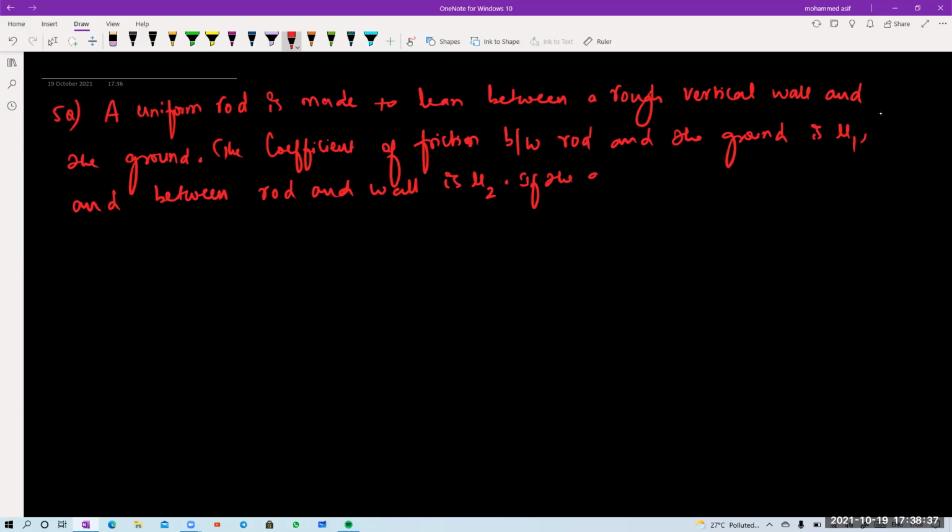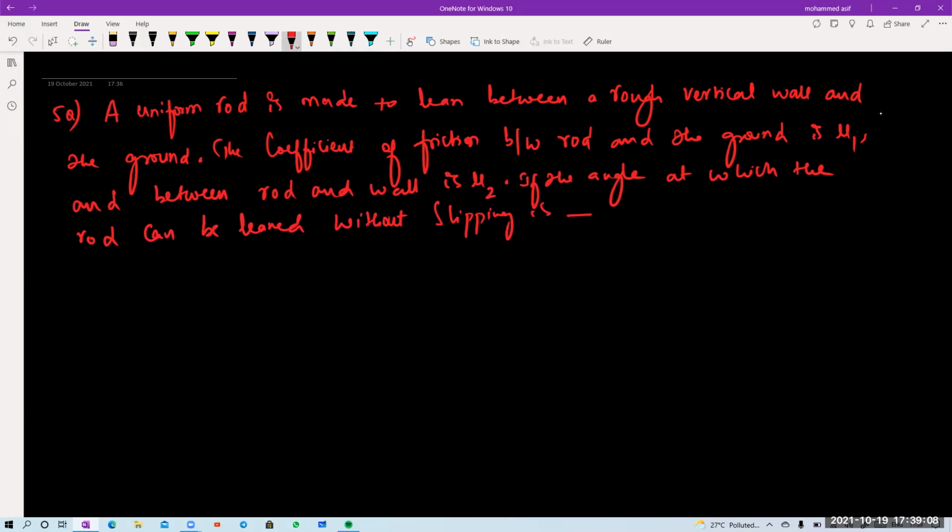If the angle at which the rod can be leaned without slipping is dash. So this is a basic question. We need to find out the angle at which it is being inclined. They might be giving you the options, but I'm not giving an option. Just make sure that you understand the question.